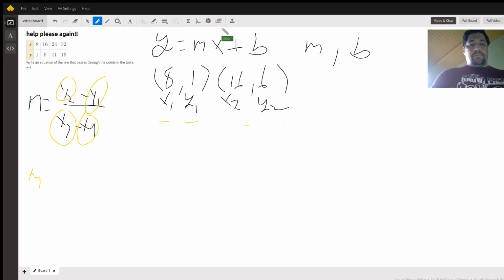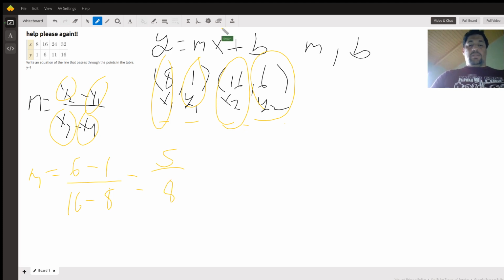So we say m equals y2, which is 6, minus y1, which is 1, over x2, which is 16, minus x1, which is 8. 6 minus 1 is 5, and 16 minus 8 is 8. So our slope is 5/8.